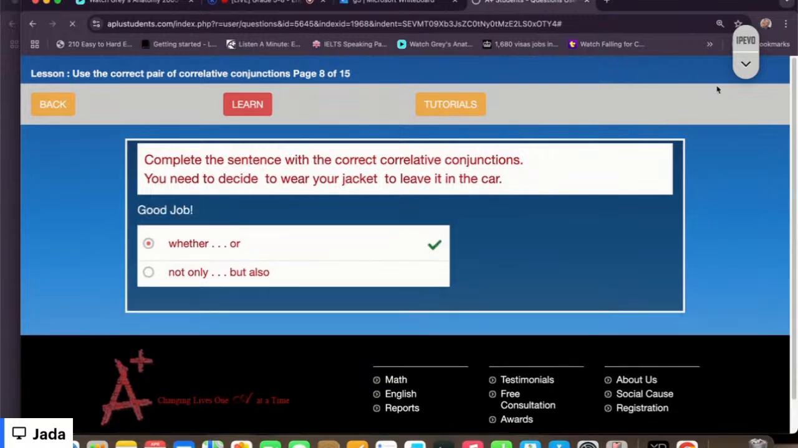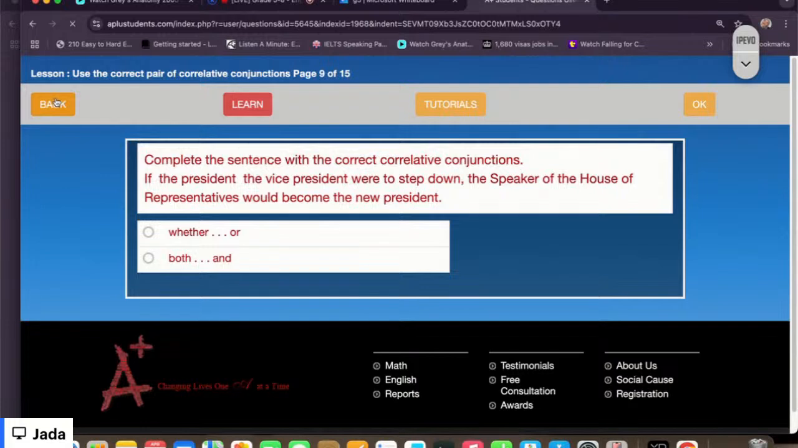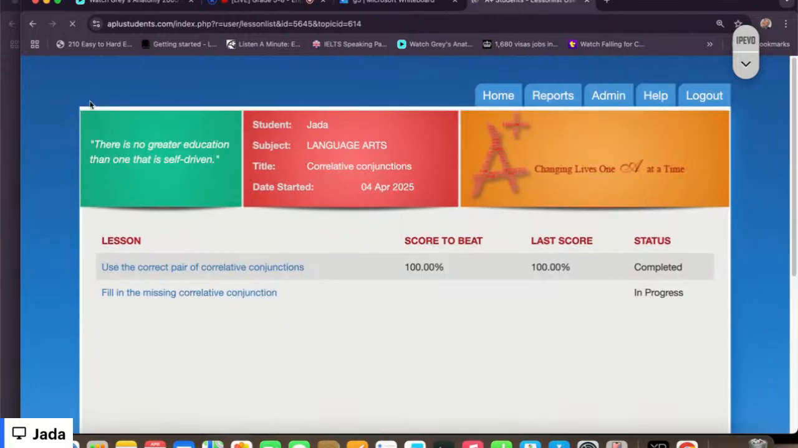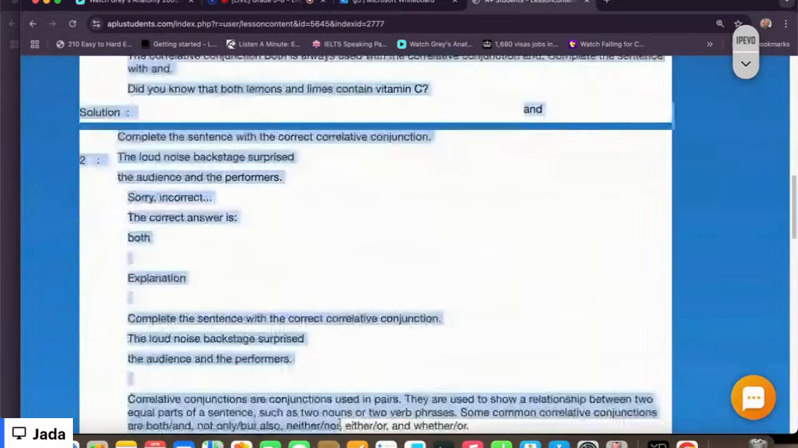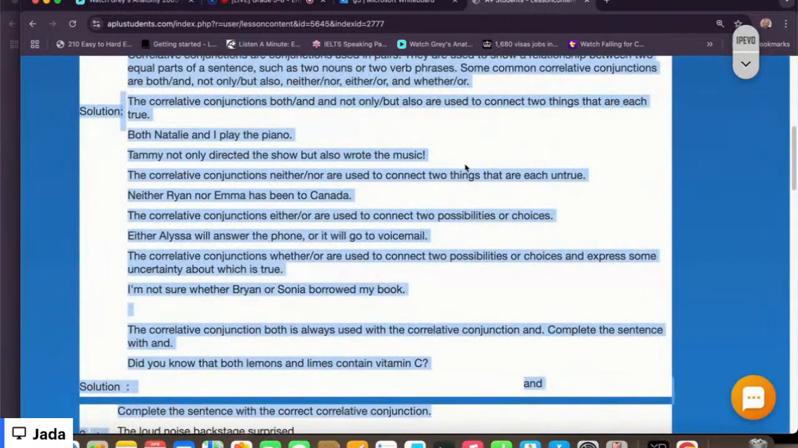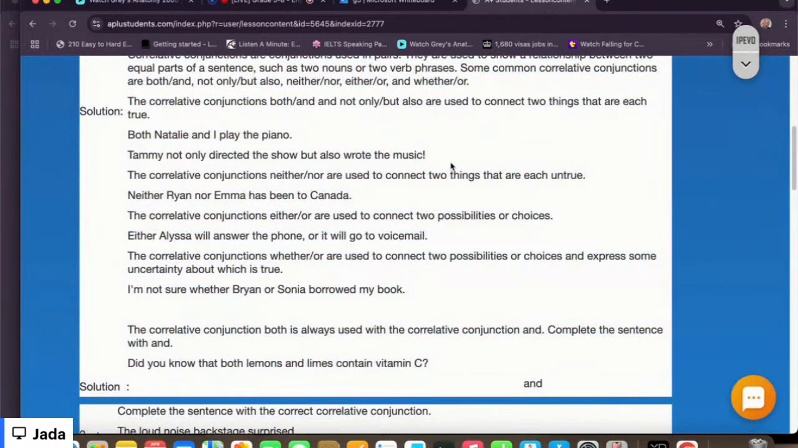Alright, so that's it for the first lesson on the correlative conjunction. We'll move on to the next. If you haven't done this, make sure that you do this in your free time. So here we'll fill in the missing correlative conjunction. We know the correlative conjunctions already, right? So we'll have to fill in the missing one. Both goes with and, not only but also goes together, neither nor goes together, either or together, whether or together.